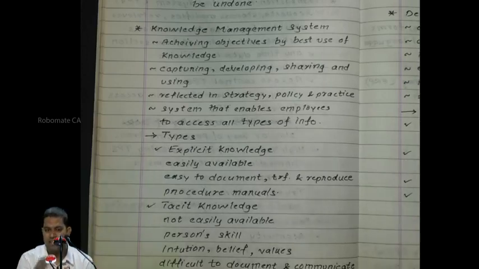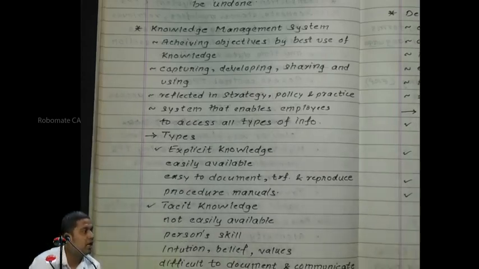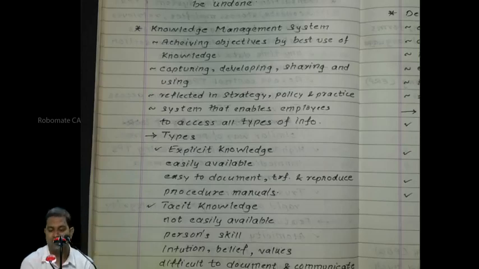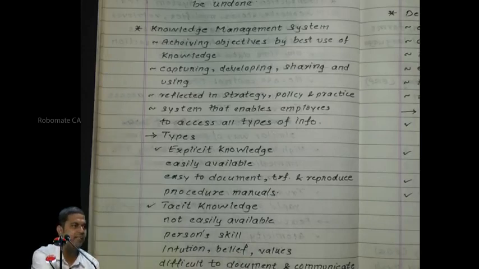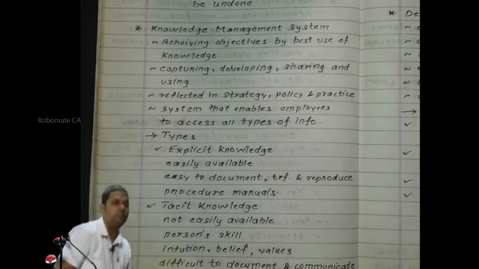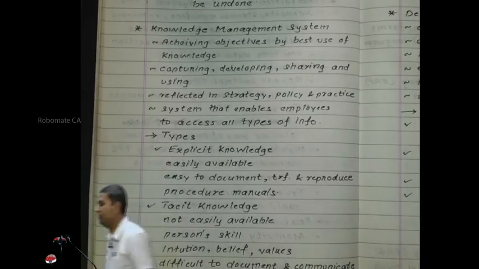What is knowledge management system? Before we understand knowledge management system, we first need to understand what is knowledge management. Then let's talk about the system. So what's the concept? Managing the knowledge. That's called as knowledge management. Now, knowledge management refers to achieving our objectives by the best use of the knowledge. Let me explain this line. What exactly is achieving the objectives by the best use of knowledge?